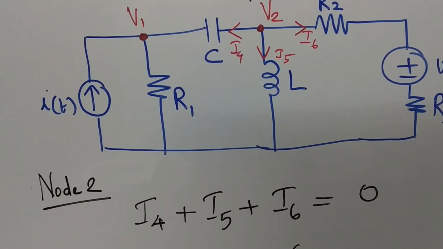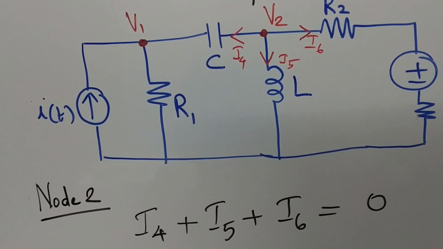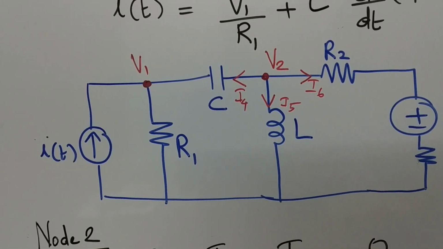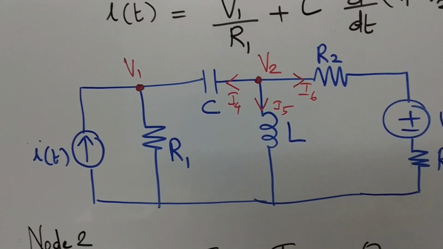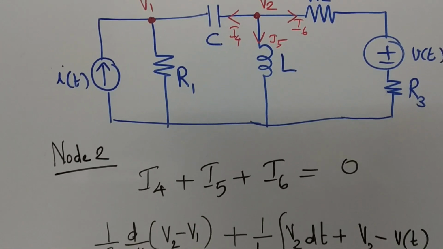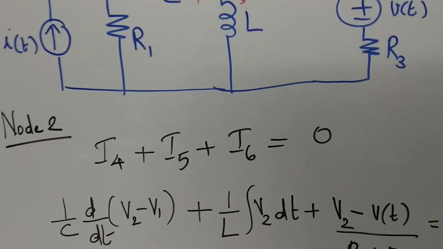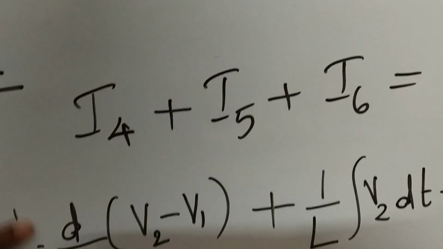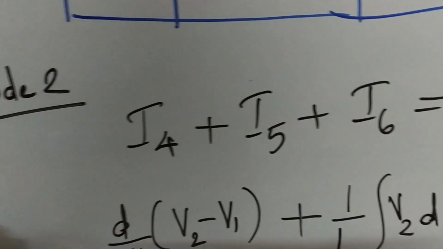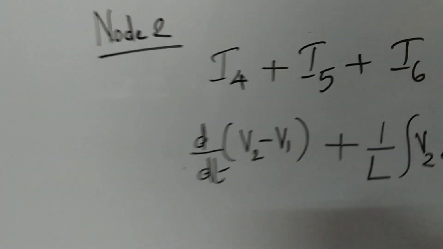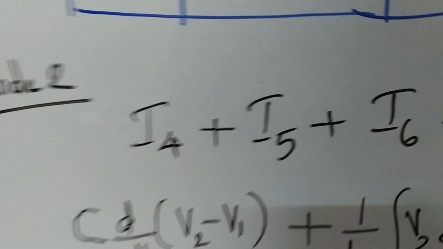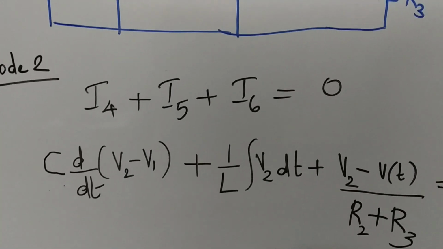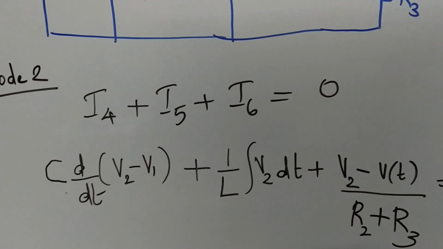I4, similar to what we did for node 1, is the current flowing through the capacitor. So it will be C into d by dt of V1 minus V2. I have wrongly written here. It is not 1 by C, it is C. Please correct it. Just a minute, I'll correct it. Okay, so the equation is I4 is C into d by dt of V2 minus V1.